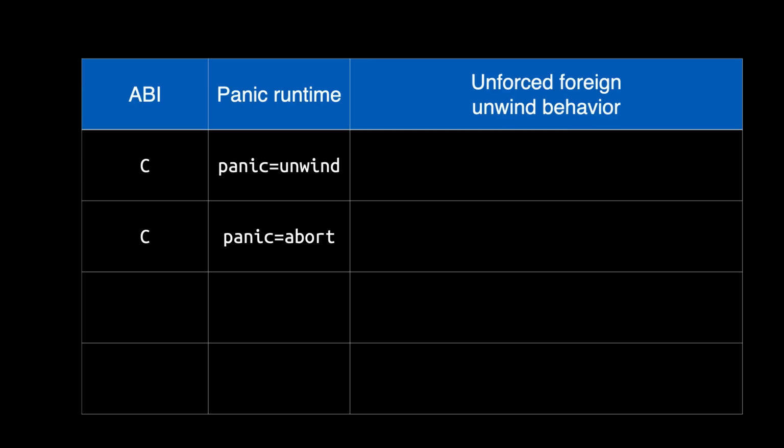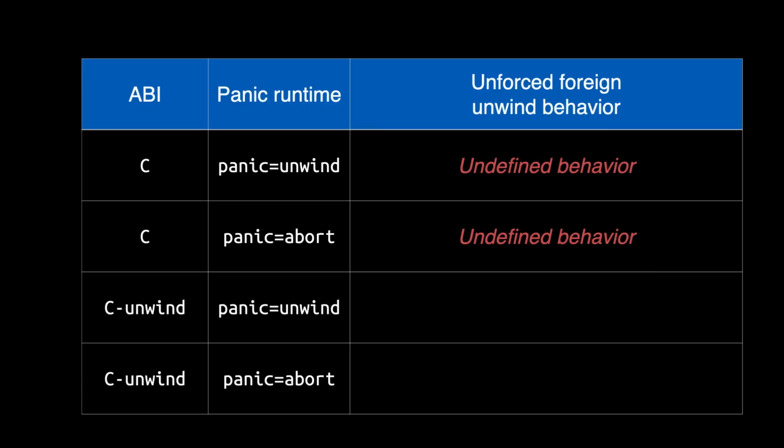First up, the C-unwind ABI has been stabilized. Technically, so have the other ABI variants that end with -unwind, but the C-unwind ABI is the one everyone talks about. With the existing C ABI variant, no matter what your panic runtime is set to, if you encounter a foreign unwind that reaches the boundary between C and Rust, the behavior is undefined. And if there's one thing Rust tries to eliminate, it's undefined behavior. That's why the C-unwind ABI variant was introduced.